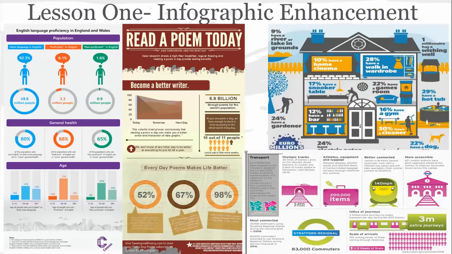These are just some examples of what an infographic is if you've never seen one before. You have ones like the English language proficiency one, which is really organized by colors and sections. But then you have the Read a Poem Today, which is still organized with data at the top and some more visual engagement down below.